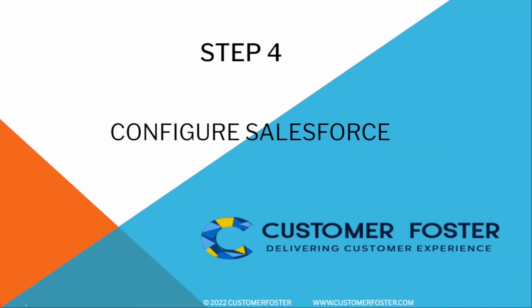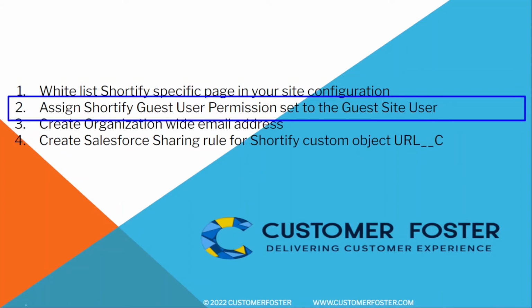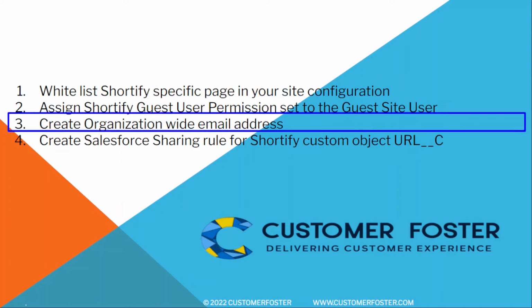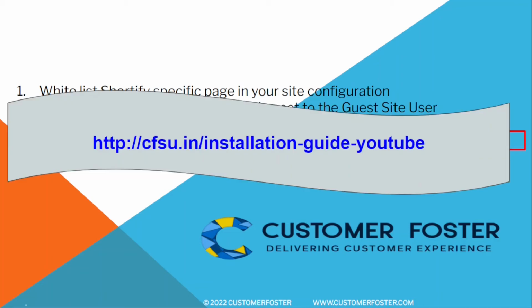On a wider level, this is divided into four parts. First is whitelisting of a Shortify-specific page in your Salesforce site configuration. Second is assigning the Shortify guest user permission set to the site guest user. Third is creating an organization-wide email address. This email address is used by the Shortify solution to send emails with a CSV file with all short URLs to the owner of the URL bucket. Fourth is creating a Salesforce sharing rule for the Shortify custom object URL__c. For more information, we suggest you go through our detailed video tutorial available at the URL http://cfsu.in/installation-guide-youtube.